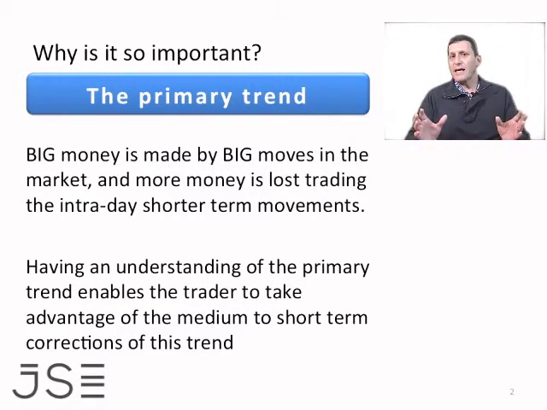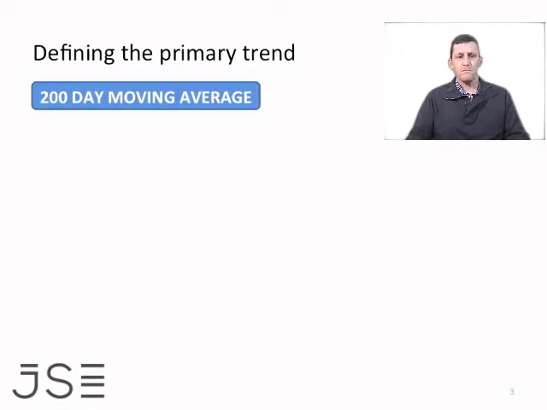If you've got a good understanding of the primary trend, we as technicians and as traders are able to take advantage of the other types of trends in the market, namely the secondary trend and the minor trends in that market. There are various ways that we can define a primary trend, and if you refer back to the manual that you are able to download accompanying this video, you will notice that there are a couple of ways that we can define the primary trend.